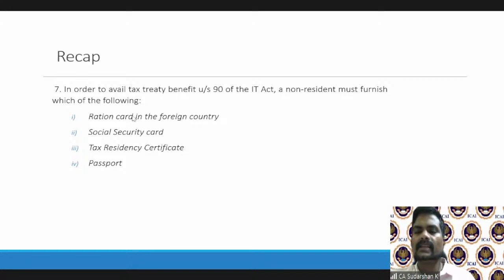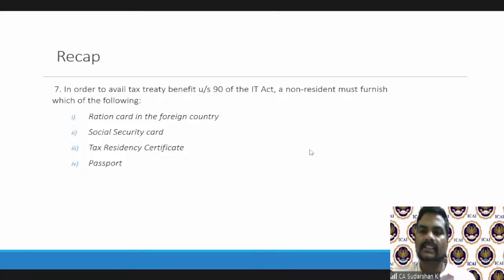In order to avail tax treaty benefit under Section 90, a non-resident must furnish which of the following? What the legislation says in India is, it's not enough that you are a non-resident and thereby you can claim the tax treaty. There are also additional conditions stipulated in Section 90, subsection 4 and 90, subsection 5. What are those? One aspect is before you: the non-resident must furnish the tax residency certificate. So the answer to this question is 3. He must furnish the tax residency certificate, and there is also additional information that he needs to file in Form 10F.